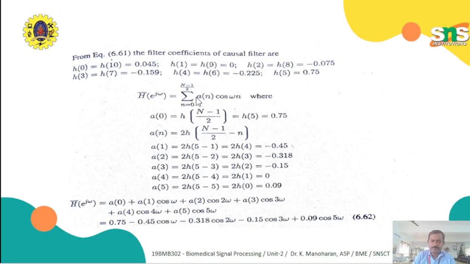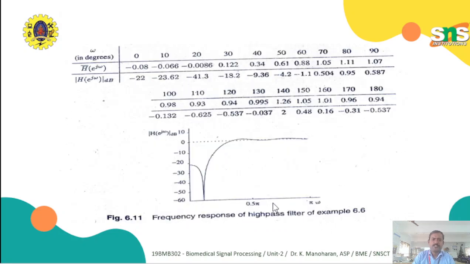So once we substitute these values, the expression becomes 0.75 minus 0.45 into cos omega, minus 0.312 into cos 2 omega, minus 0.15 into cos 3 omega, cos 4 omega is 0, 0.09 into cos 5 omega. So we can expand this. So we have to substitute from 0 to 180 degrees. We can increment with 10 degrees or 15 degrees. Here I am incrementing with 10 degrees.